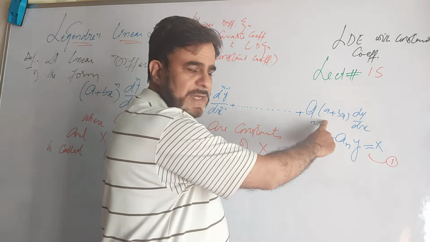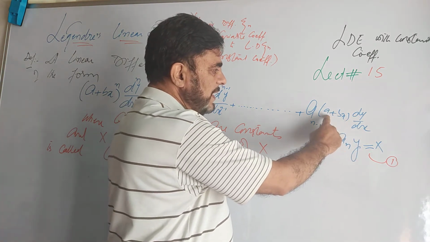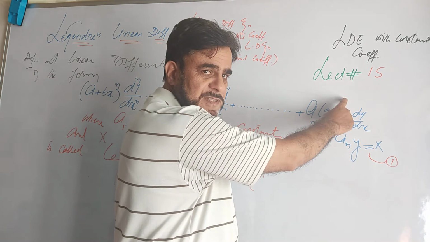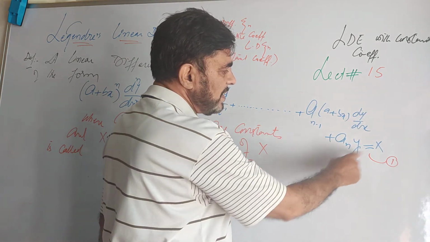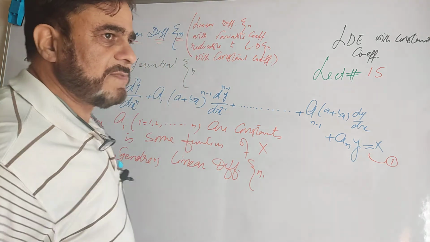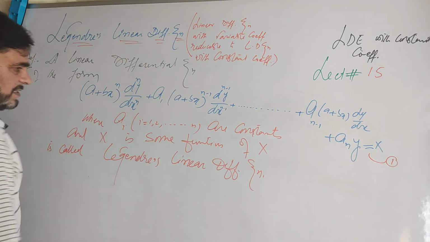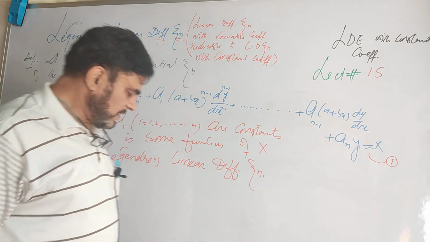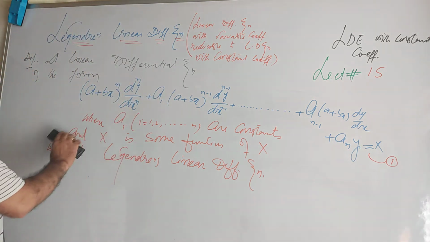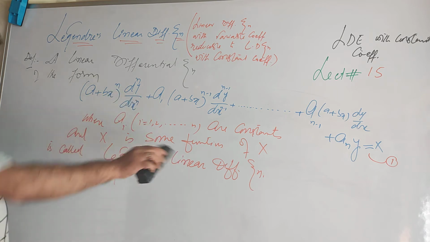Next you see the last but one term, a plus bx. It is of first order. dy by dx is of first order differential. Then plus a and y is equal to x. You can recognize it in this way. Now I will give you the method of solution, how we solve such a differential equation. This is the definition of this.